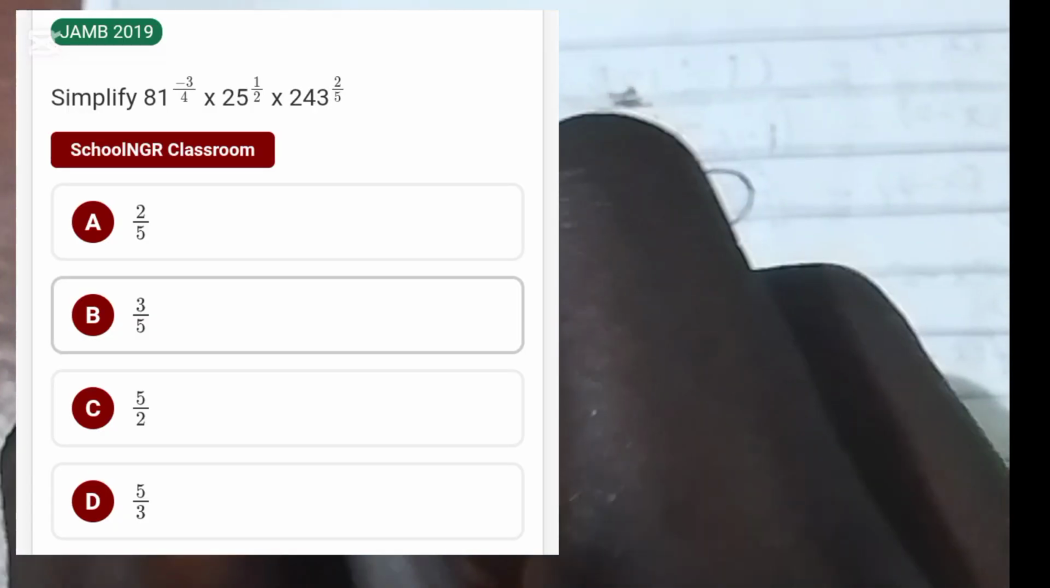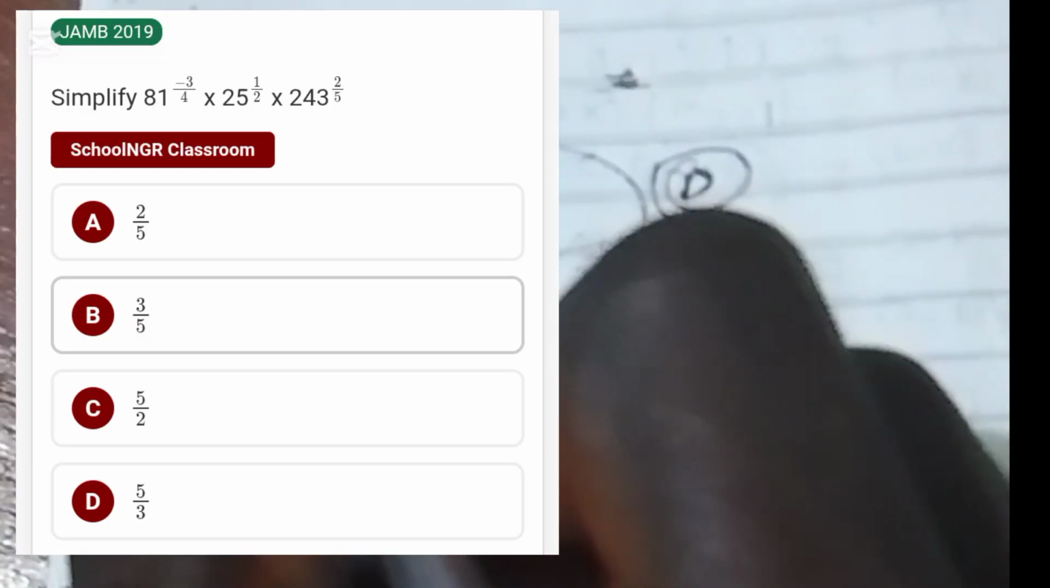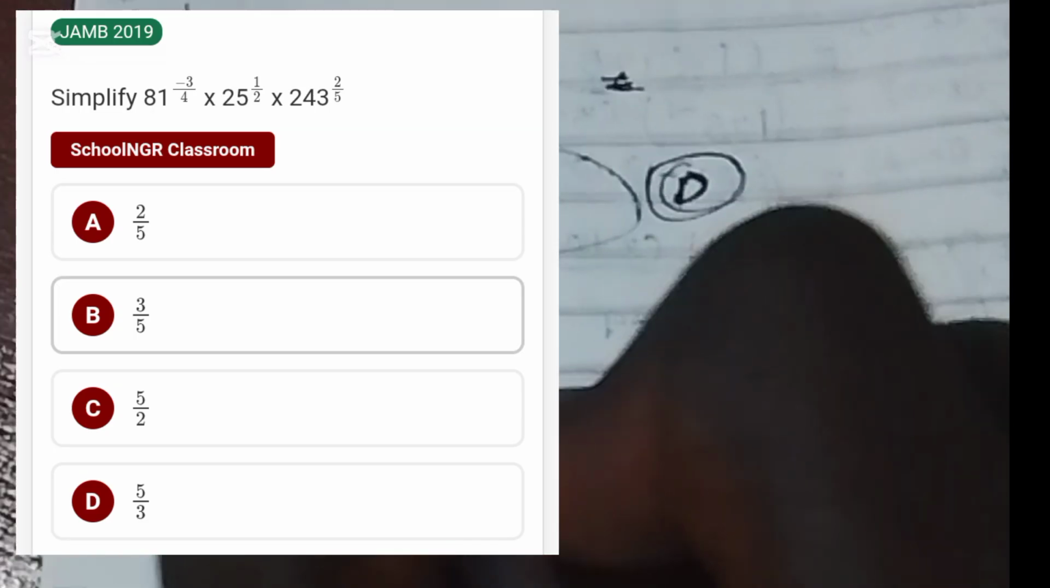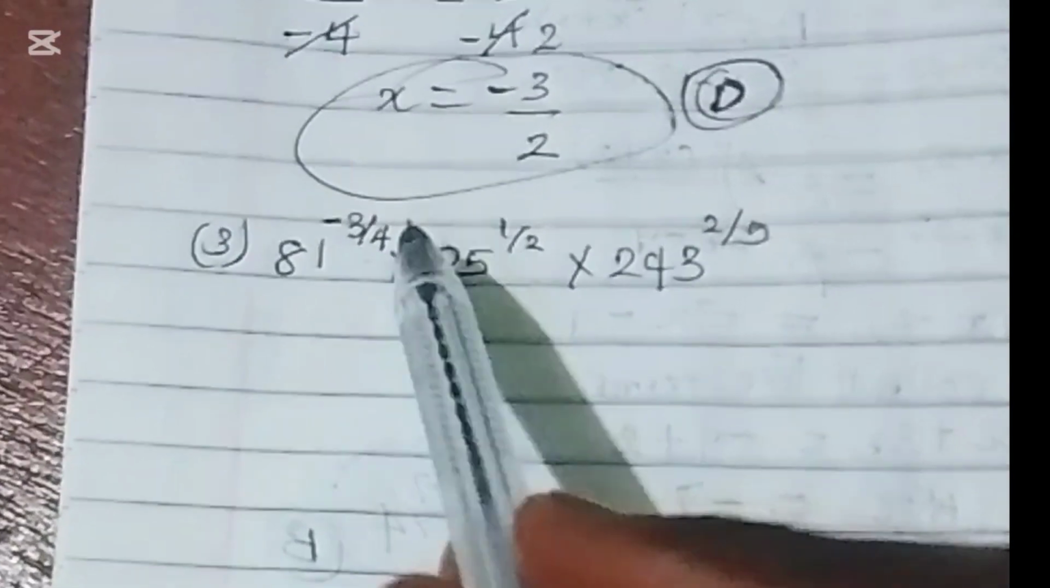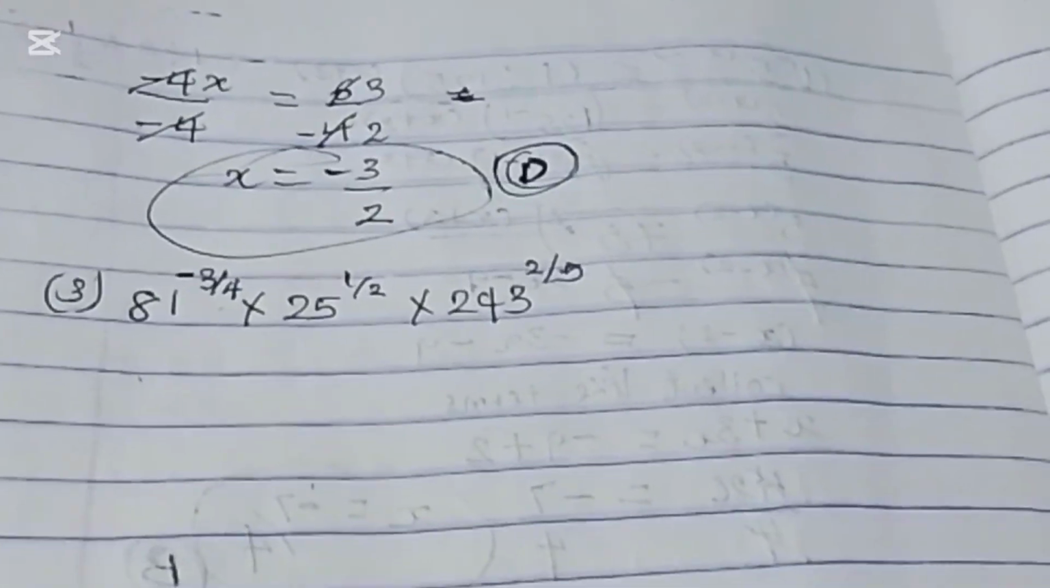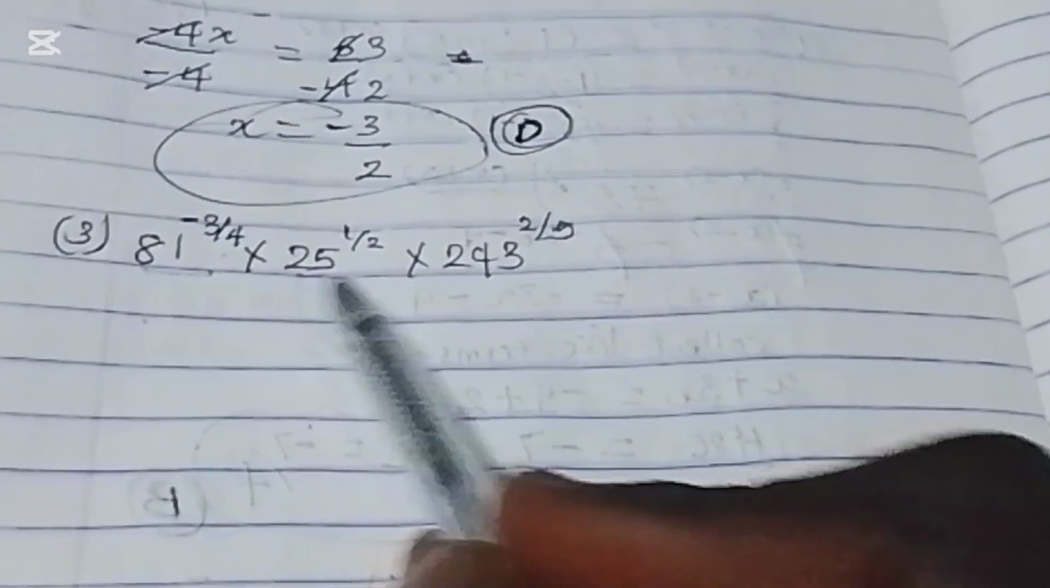Now, moving to the next question, which is the third one. The next question says 81 raised to the power of minus 3 over 4 times 25 raised to the power 1 over 2 times 243 raised to the power 2 over 5. Now here, we can use the fractional indices rule to solve this. Then also we can use that same rule for this and that same rule for this.